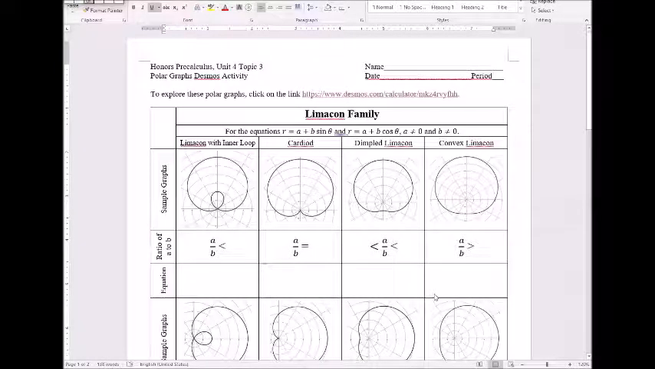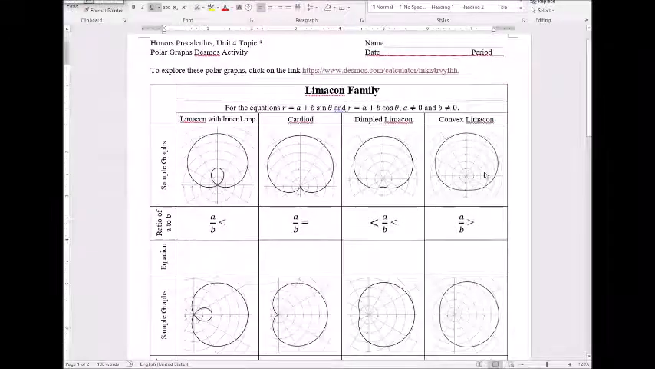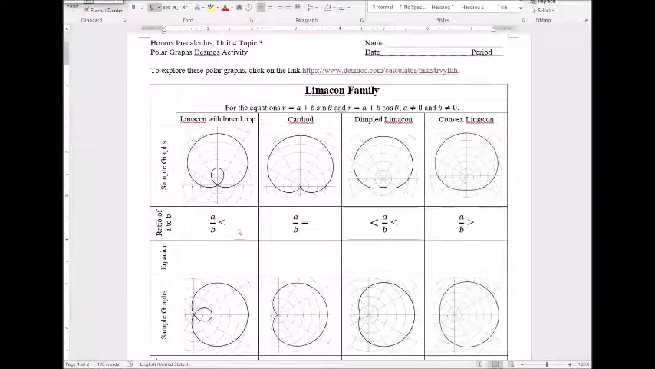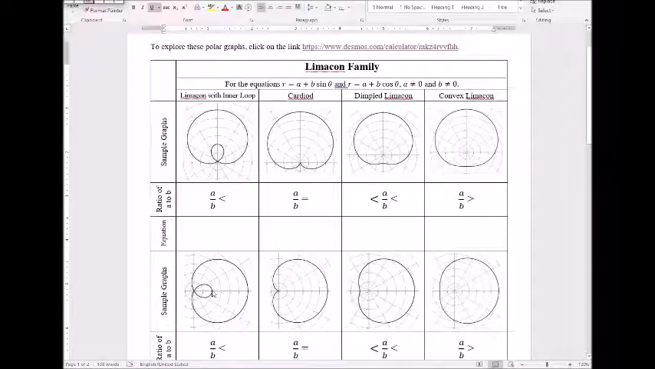Today I'm going to go over the Limacon family in polar graphs, with the different types and their characteristics. The first one that we're going to look at is the Limacon with the inner loop. The equations for the Limacon are always r equals a plus b sine theta or a plus b cosine theta. It depends on how it looks. As you can see, if it's symmetrical on the y-axis, or pi over 2, it's a sine. If it's symmetrical on the x-axis, like these four, then the equation has cosine.